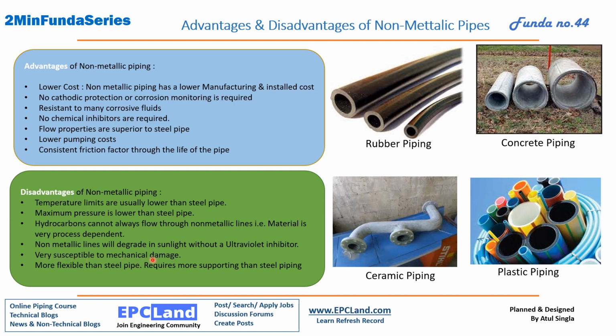Very susceptible to mechanical damage. These are very soft as compared to carbon steel pipes, so they are very easy to break. More flexible than carbon steel. They require more supporting than steel piping. So these are a few of the disadvantages. These are very important factors, and they play an important role in our chemical industry. So these are a few of the advantages and disadvantages.